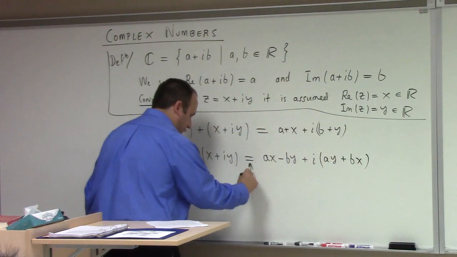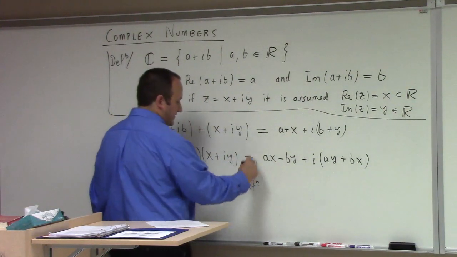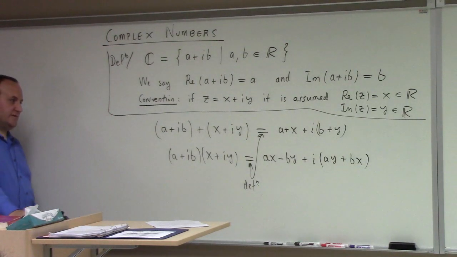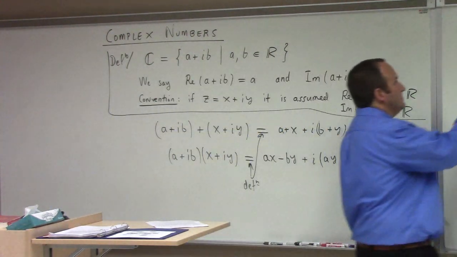So this right here is really a definition. In fact, these are both definitions. That's how you add complex numbers. That's how you multiply complex numbers. Equivalently, I could just tell you i squared is equal to minus 1, and we proceed normally. Let's work that out.